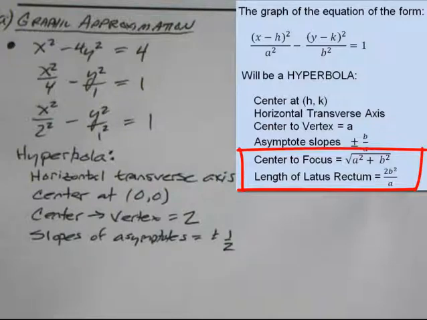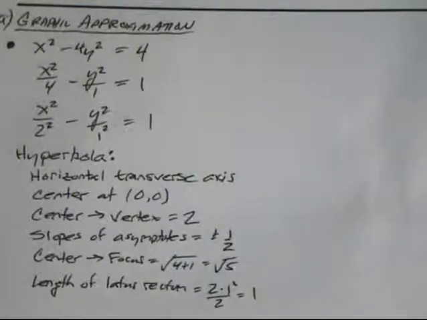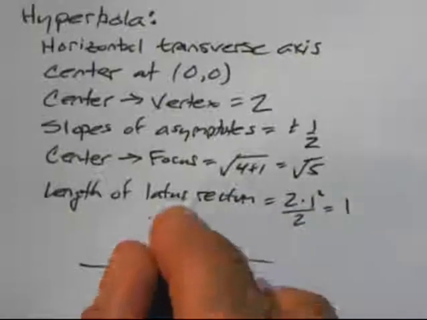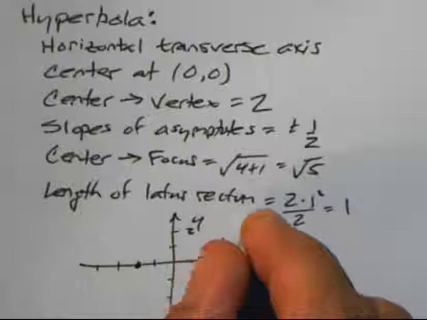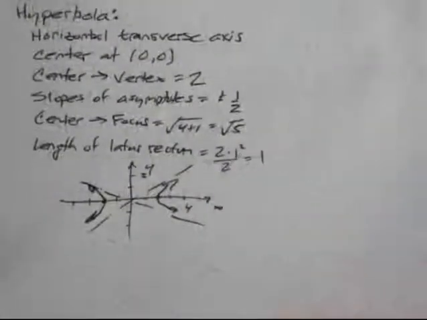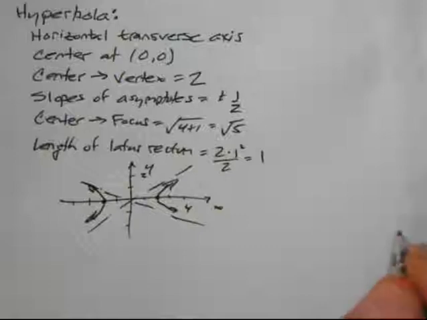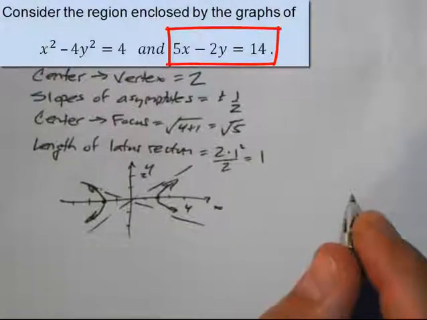One is the center to the focus is the square root of a squared plus b squared, or in this case the square root of 4 plus 1, the square root of 5. Then the length of the latus rectum, generally speaking, is 2b squared over a, and we can compute that in this case. Again, we're just trying to get a rough idea of what's going on here. So maybe just a thumbnail crude sketch of this information.